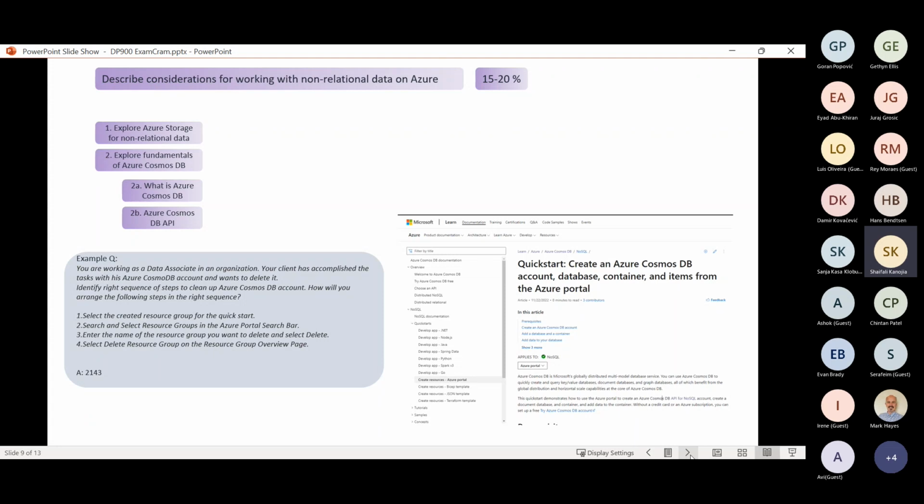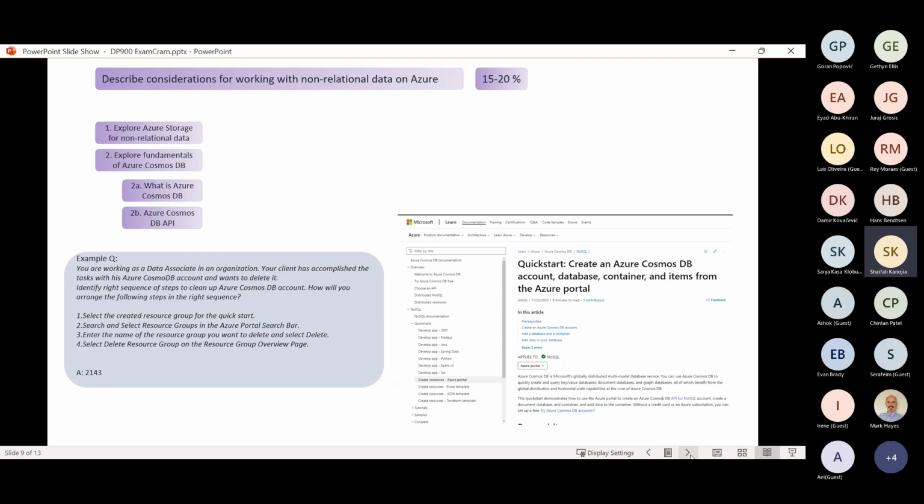Because the learning path is not telling you how you would have created an Azure Cosmos DB account in the first place. So here you have to add more resources to your exam preparation. And Microsoft has already done this work as well. They are very good in their documentation.